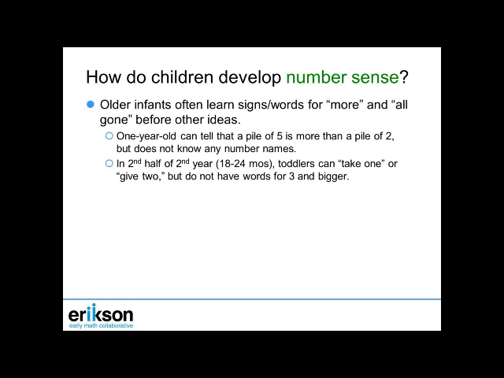Older infants often learn the signs or words for more and all gone before any other ideas. It seems to be something they're still thinking about, having more, having none. A one-year-old can tell that a pile of five is more than a pile of two. Even though they don't know any number names and can't tell you how many more, if the objects are the same type, they will pick the pile of five or six as more than the pile of two. By the second half of the second year, most toddlers can understand and follow if you ask them to take one or give one or take two or give two, and they usually have words for one and two. They often do not have, in that first year of speaking, words for three or bigger.